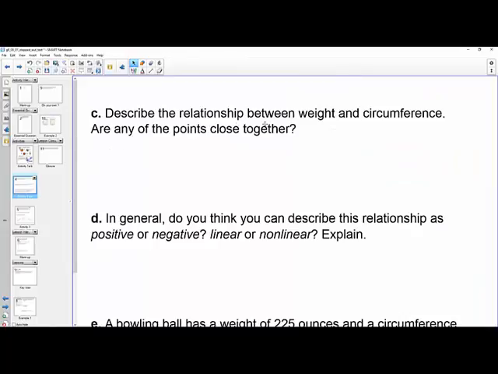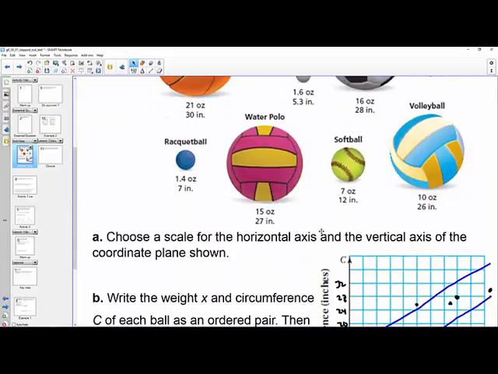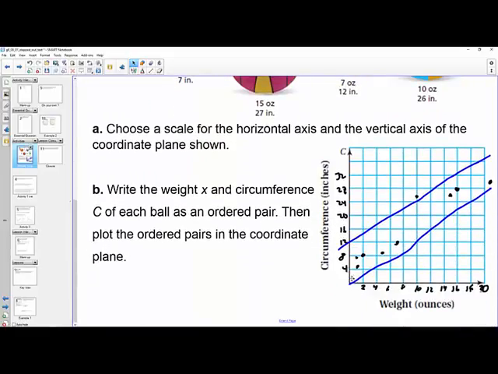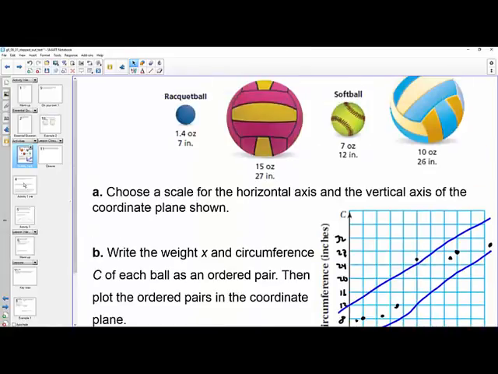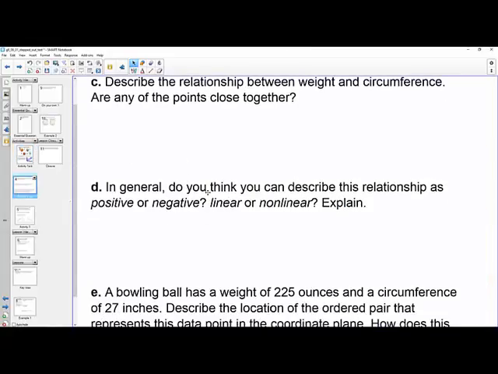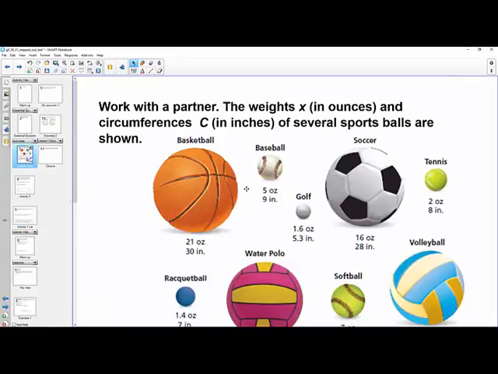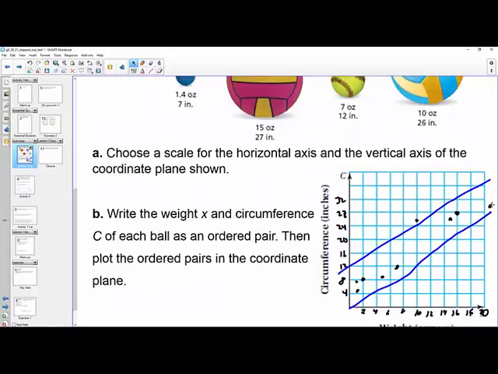So we're looking for the relationship between the weight and the circumference. If I look back here, it appears like the bigger the circumference, the more it weighs. I think that's a pretty good observation. Second one, do you think it's a positive or negative, linear or nonlinear? So again, I'm going to look back at this. If I look here, I think that it's a positive linear correlation. I mean, it's not linear, but it's going to be kind of going in that direction.